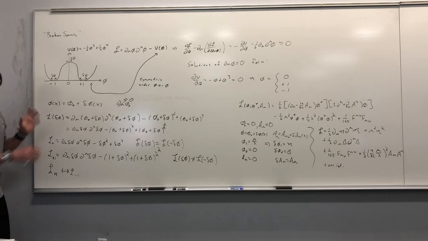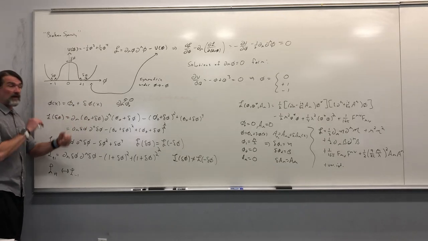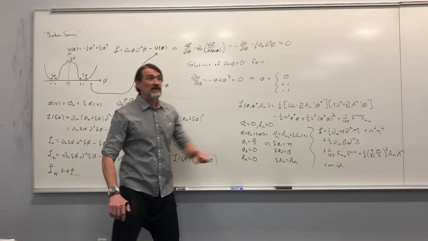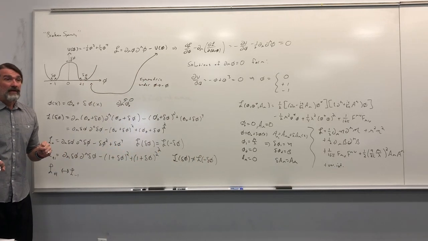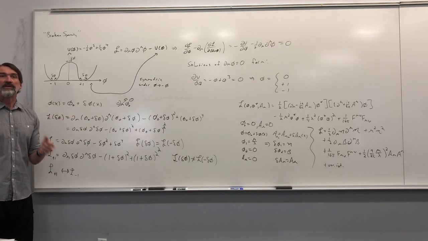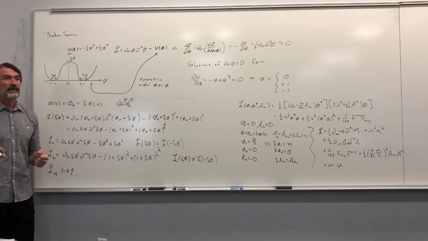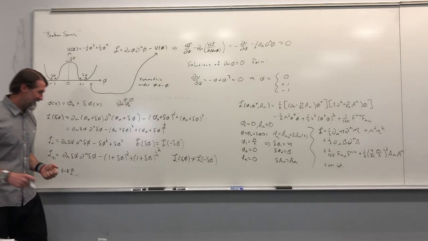The big problem is that this is a discrete symmetry. It's either this or this, whereas this is continuous. So we need a way to take this story and make it continuous. How are we going to do that? With a sombrero. Let's do it.